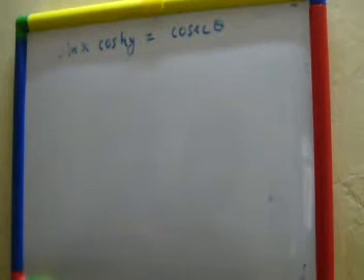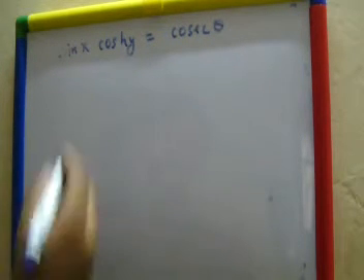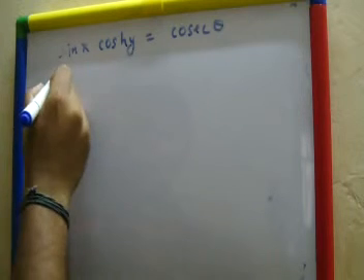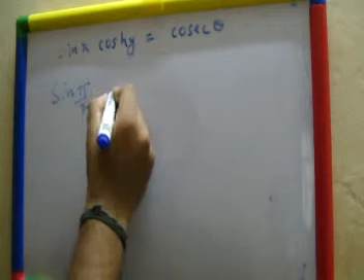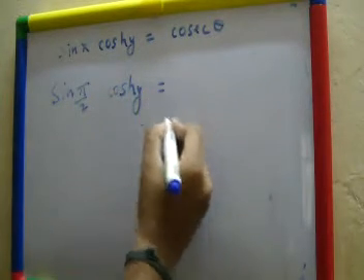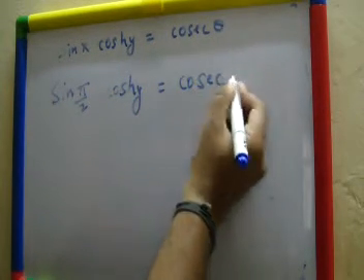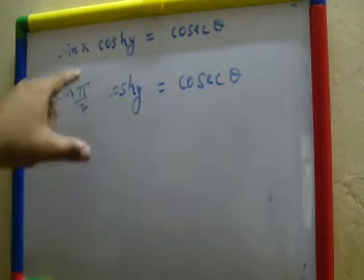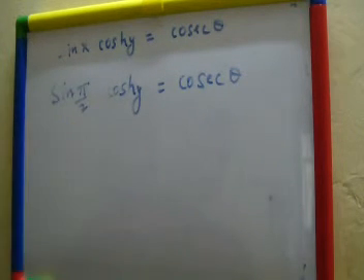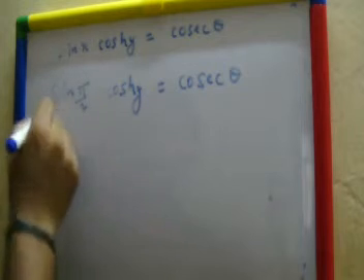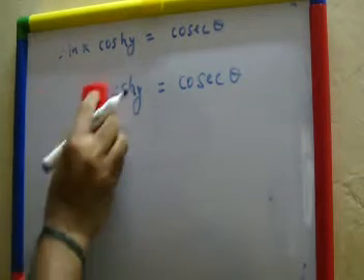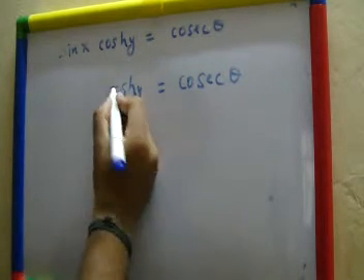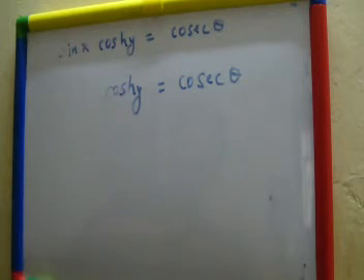x is equal to pi by 2 is what we know now. Therefore sin pi by 2 cos hyperbolic y is equal to cosec theta. X value is pi by 2. Now what is sin pi by 2? 1. So cos hyperbolic y is equal to cosec theta.